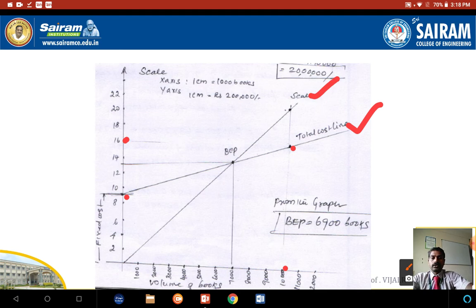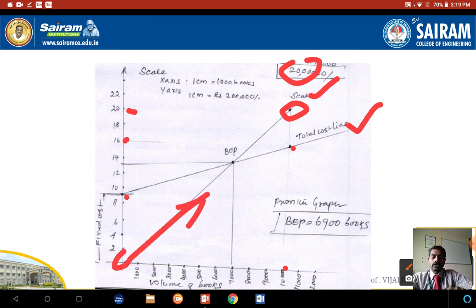So sales revenue is also 20 lakhs here. This is what we got, 20 lakhs, because we multiply 100 into that, and we will get 20 lakhs here. So when we take 20 lakhs for 10,000 books, you will get a point here. While joining this point with 0, when production increases from 0, obviously we will get a sales line, and this is the total line.